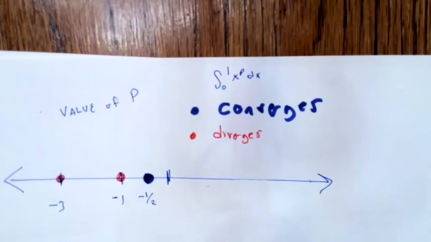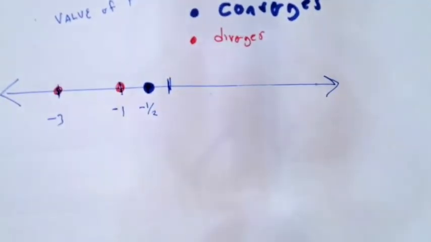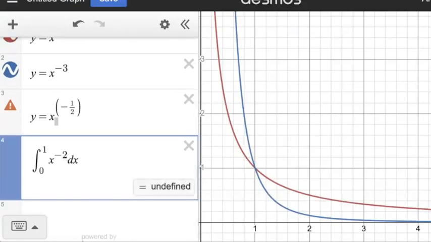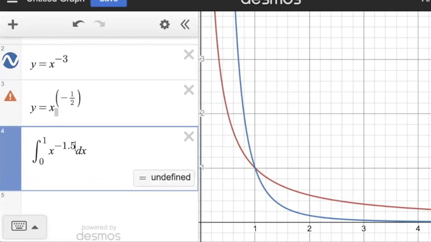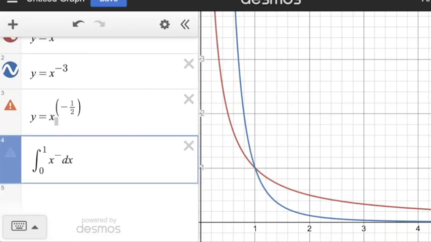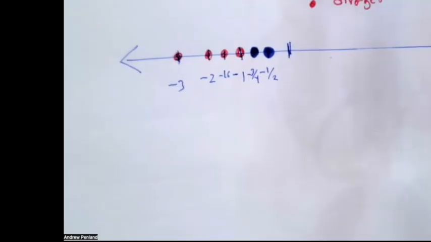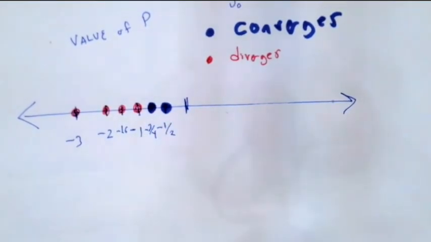And now I can start trying to fill in more data here. What if you looked at changing this to be x to the -2? At that point, this integral diverges. And if I changed it to x to the -1.5, it diverges. We know at x to the -1 that this diverges. What if I bump it just a little bit to like -0.75? The only thing I care about here is convergence or divergence. So this integral converges when p is -3/4.